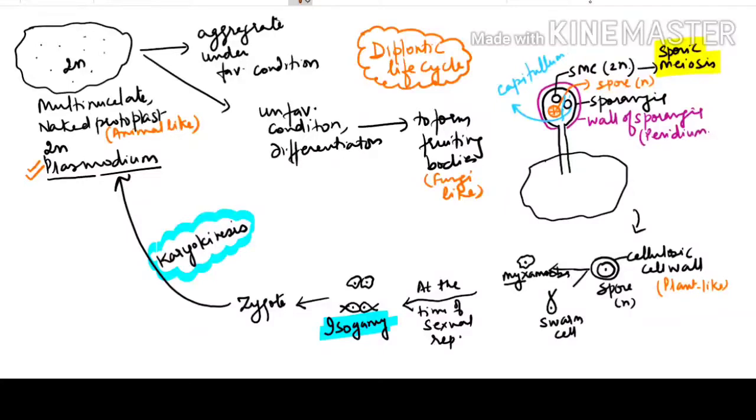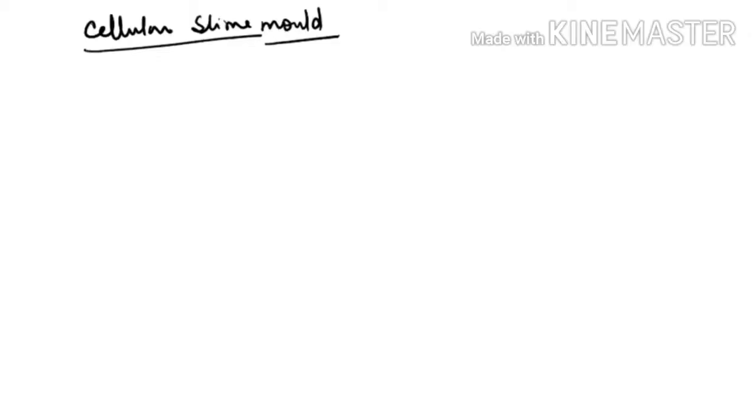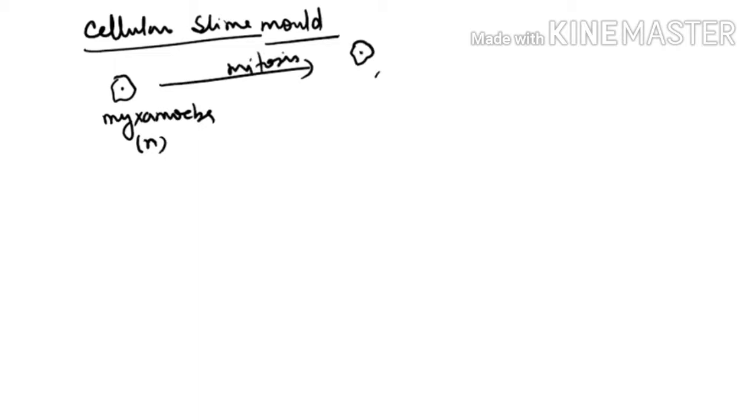Please understand, this is cellular slime mold. This is your one myxamoeba which is coming out. First of all, this myxamoeba, the ploidy is already n. So it will go for mitosis to increase its number. This is the way how they are increasing.